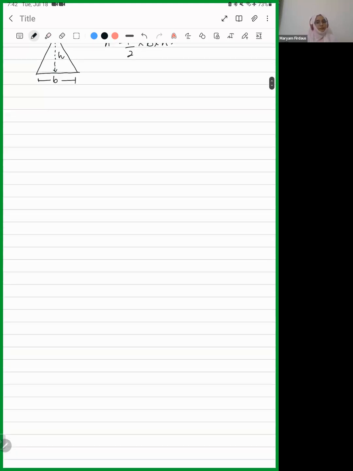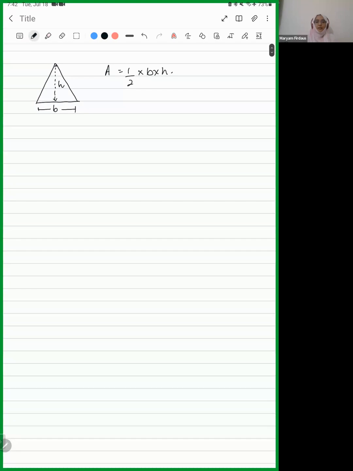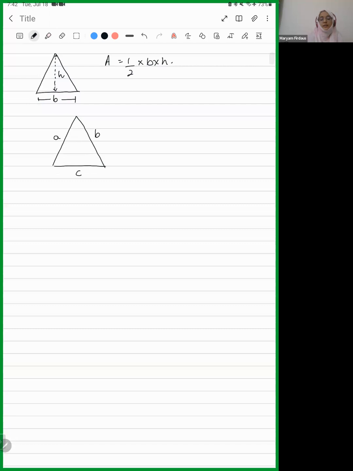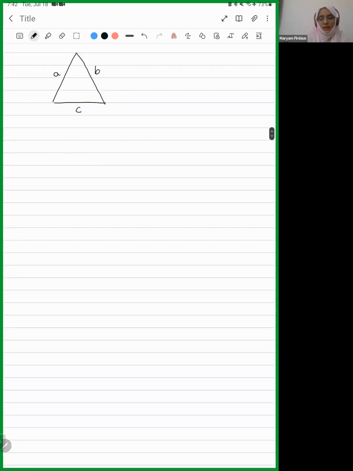But what if you have a triangle whose height you don't know? You only know the sides of the triangle. Let's say you have a triangle and you know three of its sides, A, B, and C. Is there any way to calculate its area? And first of all, why do we need to calculate the area of a triangle in the first place?